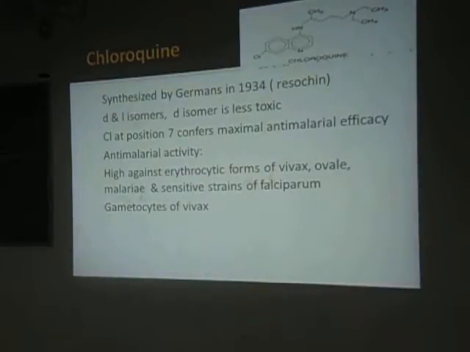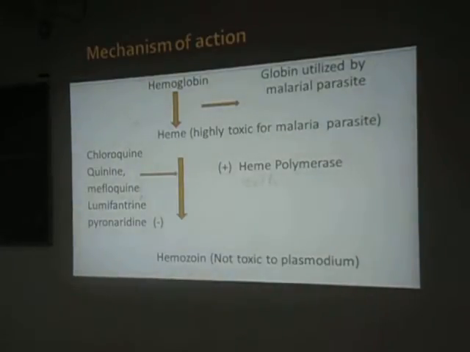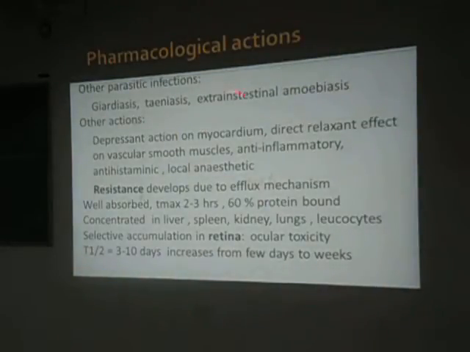It is the prototypic drug of these anti-malarial drugs. They act on the erythrocytic stage and also the gametocytes. All sites of action are there except for action on the hypnozoites. So these are the steps: chloroquine, quinine, mefloquine, lumefantrine, pyronaridine prevent conversion to hemozoin. As for pharmacological actions, chloroquine is a drug with anti-inflammatory property, antihistamine, which is what we need in case of the toxin release, and local anesthetic action also. We never use it for that.